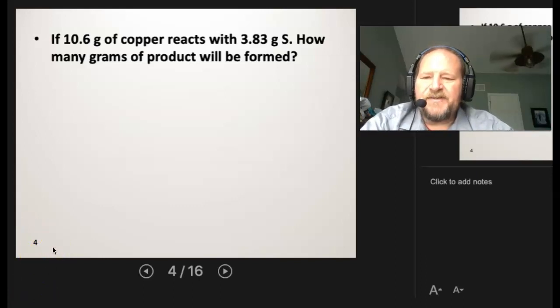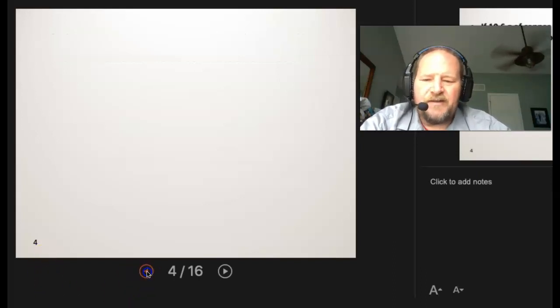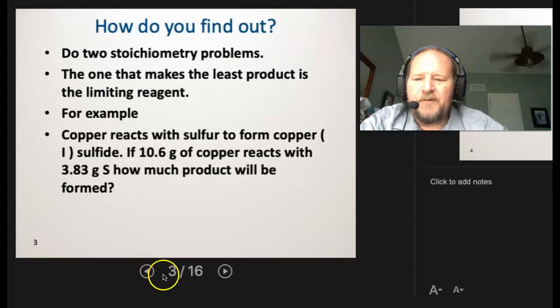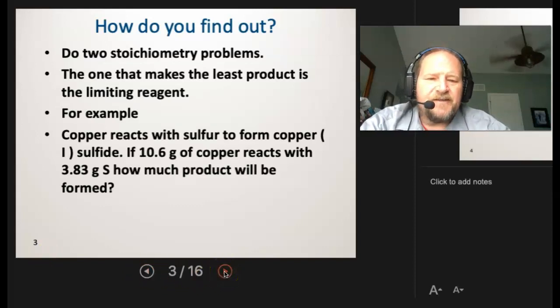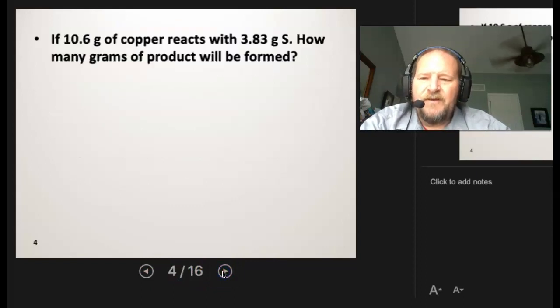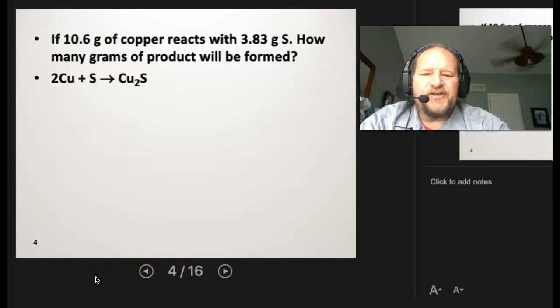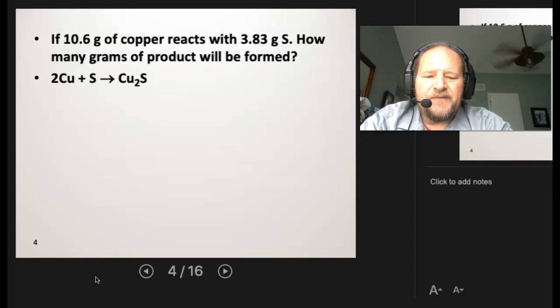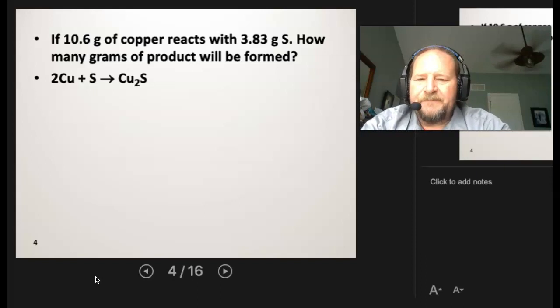So if 10.6 grams of copper reacts with 3.83 grams of sulfur, how many grams of product will be formed? And of course, the product in this case is going to be copper 1 sulfide. So you have to do the naming in order to figure out what the product's going to be. So we're going to start with a balanced chemical equation. So we're going to take copper plus sulfur. We're going to make copper 1 sulfide, which works out to be Cu2S. Now, if you didn't get that formula correct, then there's no way you'd get the balancing correct because now you need 2 coppers for every sulfur.